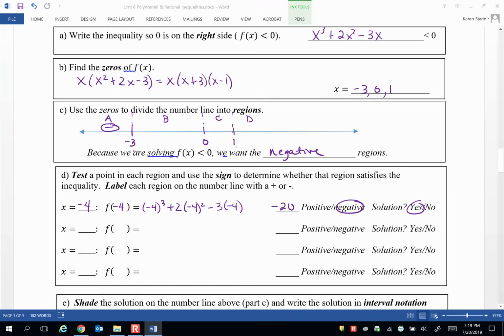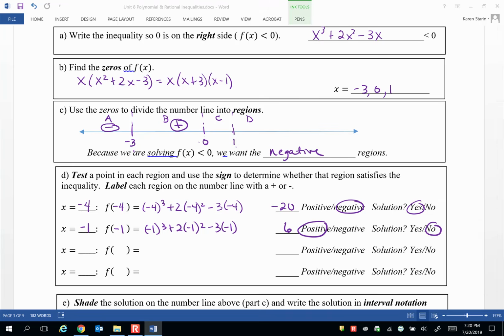Now between negative 3 and 0, I can't use a boundary point. I have to use a number between. So what's a nice easy number in that region? Maybe negative 1. So I need to figure out what is f of negative 1. So I have negative 1 cubed plus 2 times negative 1 squared minus 3 times negative 1. And that equals positive 6. It's positive, it's not a solution. So back up to section B, I like to say that's a positive region.